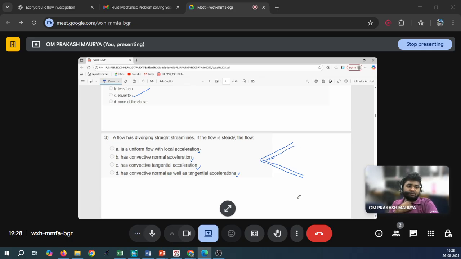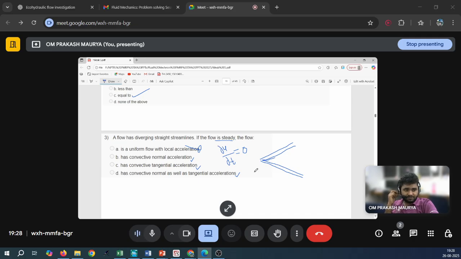So this is diverging. So what will happen? Whether the convective normal acceleration or tangential acceleration, or the flow is steady, another condition is there. Definitely local acceleration will not be there, because local acceleration is due to the effect of time. Here the flow is steady, so there is no meaning of local acceleration. Local acceleration will be zero. But what about the convective, whether normal or tangential?